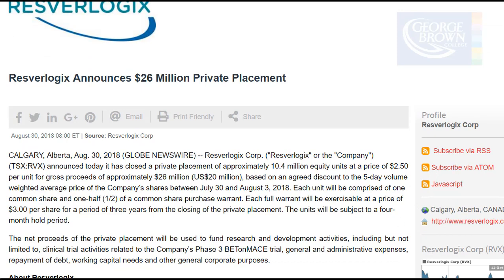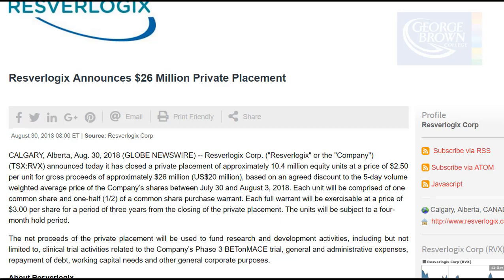So Calgary, Alberta, so it looks like it's a Calgary-based company in Canada. And this is a news announcement that Resverlogics, publicly listed on the Toronto Stock Exchange, ticker symbol RVX, did a private placement for $26 million. So let's see how that worked. They announced on August 30th that it had closed a private placement of approximately 10.4 million equity units at a price of $2.50 per unit for gross proceeds of approximately 26 million Canadian dollars, which is about 20 million US.